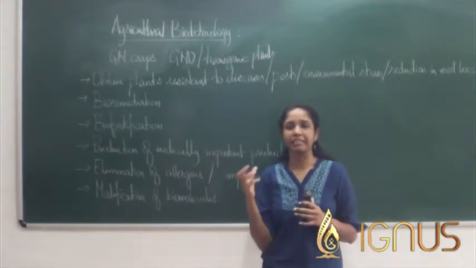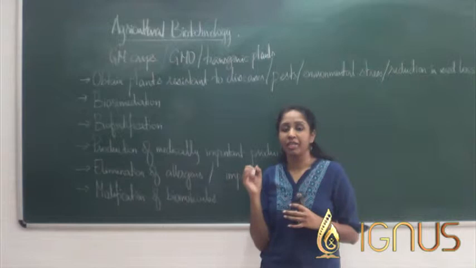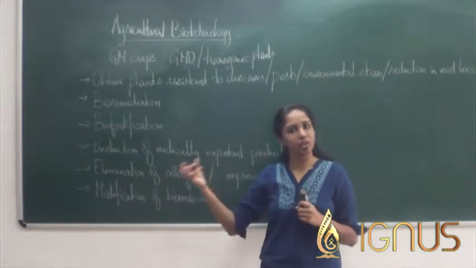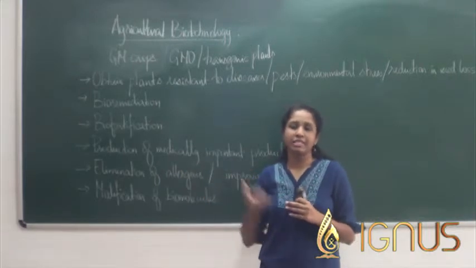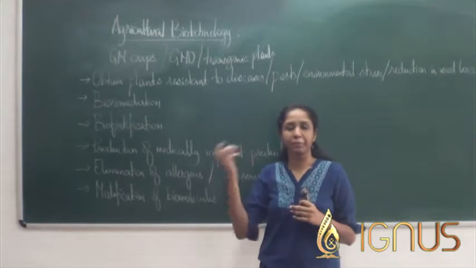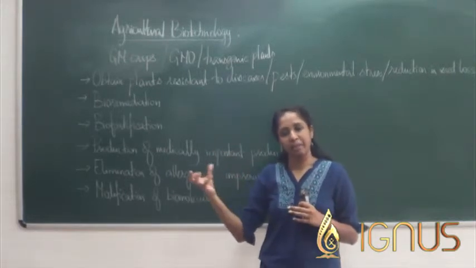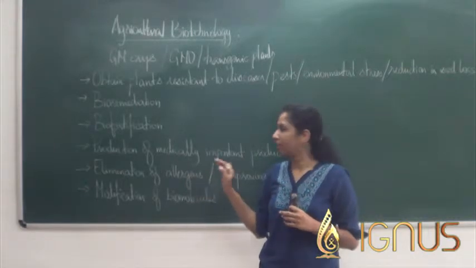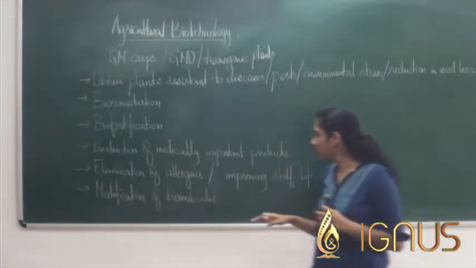So if someone has a nut allergy and we can figure out what is the specific component within the nut that is causing the allergy, we just design the same plant without that specific component. So we remove the allergen and design a plant in that way. So elimination of allergen is one other application of GM crops.